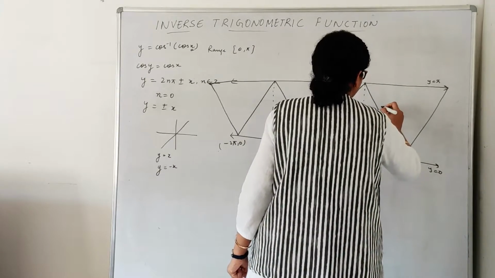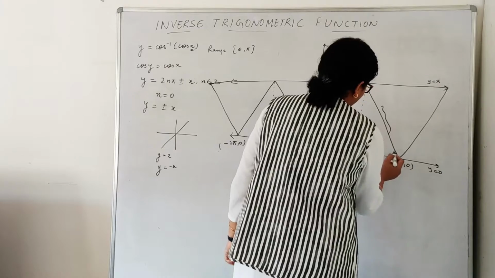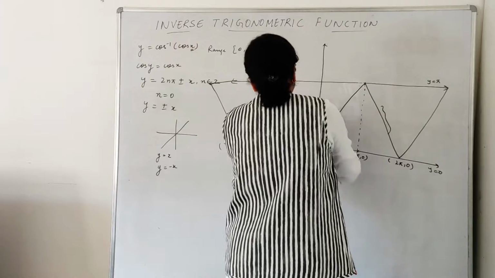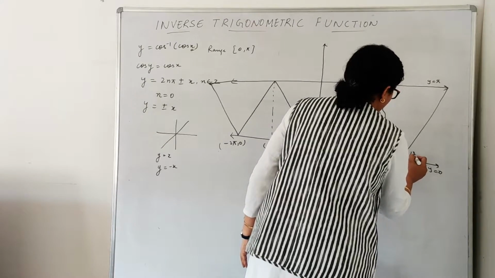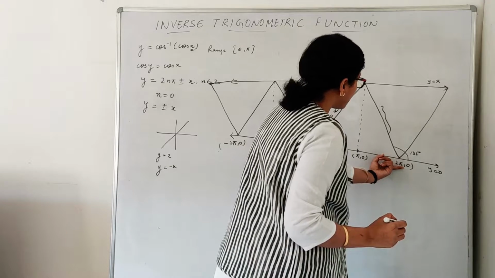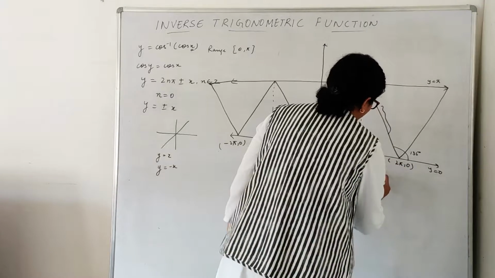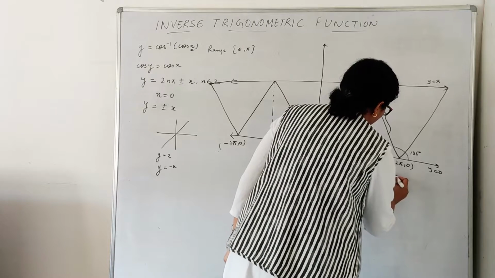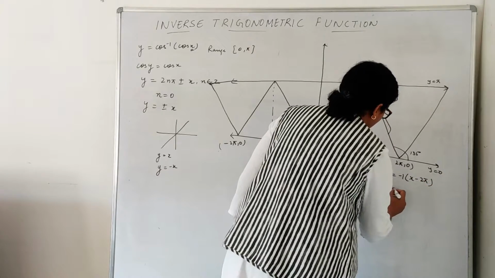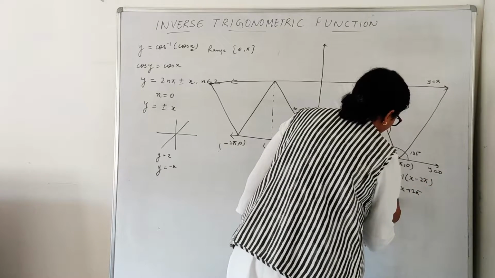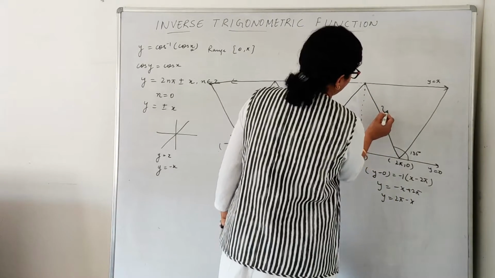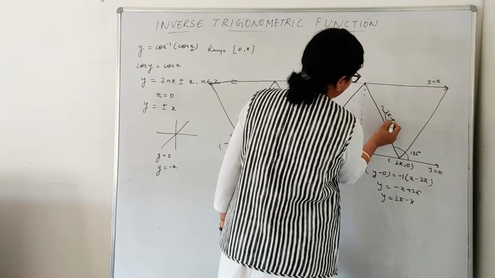What will be the length of this line? There are two ways of finding the length. See, first of all, this is 45 degree, and whenever we are drawing the line in this direction, the angle will be 135 degree, and it is passing through this point. So whenever it is passing through 2 pi comma 0, how can you write? y minus 0 equals to minus 1 times x minus 2 pi. So it will become y is equal to minus x plus 2 pi. It means y is equal to 2 pi minus x. So the equation of this line will become 2 pi minus x.